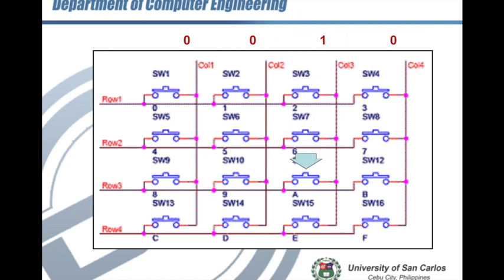Again, if any of switches 3, 7, 11, and 15 is pressed, the current will just flow to the row. In this case, we press switch number 11. Current will flow from column 3 to row 3, and therefore the row address of switch 11 is 0010, and its column address is 0010.